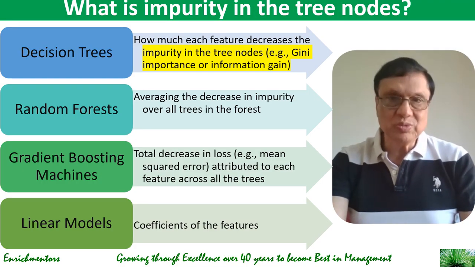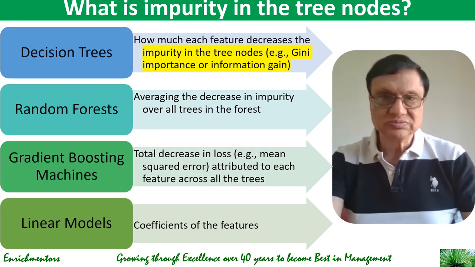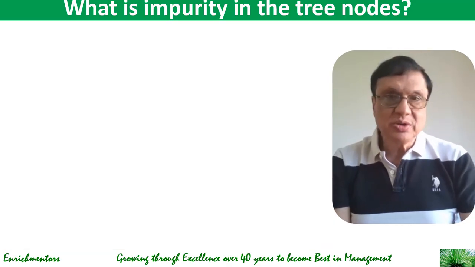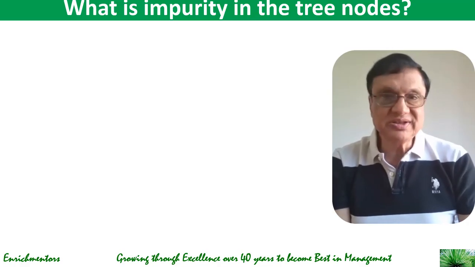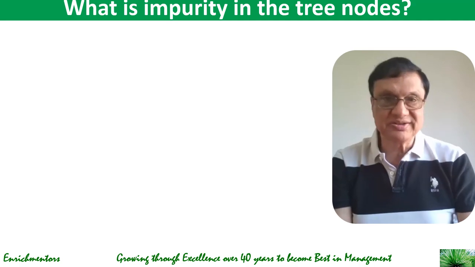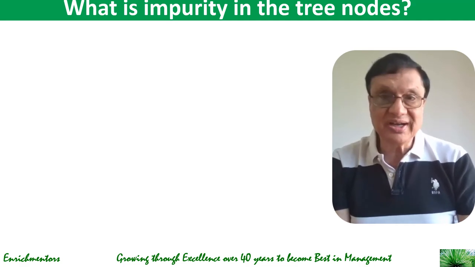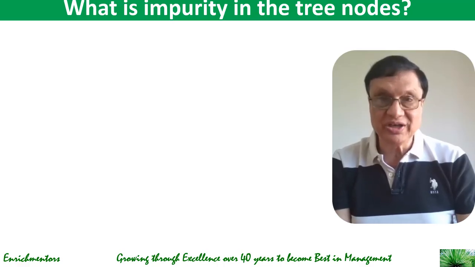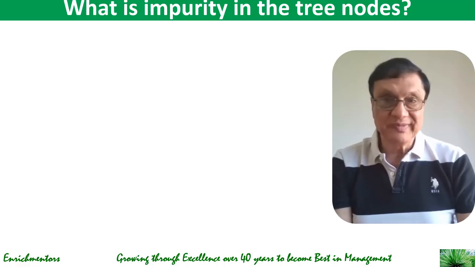So the question is, what is impurity in tree nodes? So let's look at what is impurity in tree nodes. In the context of decision trees, impurity refers to the degree of uncertainty or disorder in a node. Decision trees are constructed by repeatedly partitioning the data based on the features with the goal to reduce impurity or the uncertainty at each step and make your predictions more predictable.